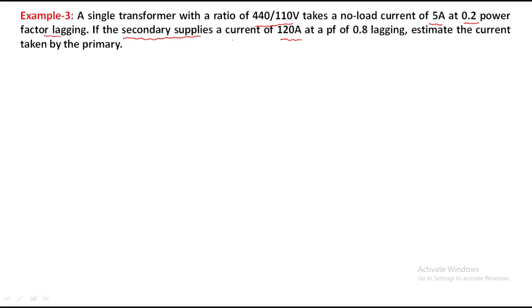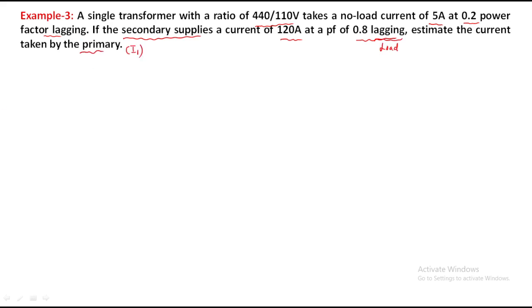If the secondary supplies a current of 120 amperes at a power factor of 0.8 lagging, it means we have a load across the secondary. Only then do we have a secondary current of 120 amperes with a power factor of 0.8 lagging. And that load is what? Lagging load. So we have to estimate the current taken by the primary, that is, calculate I1.